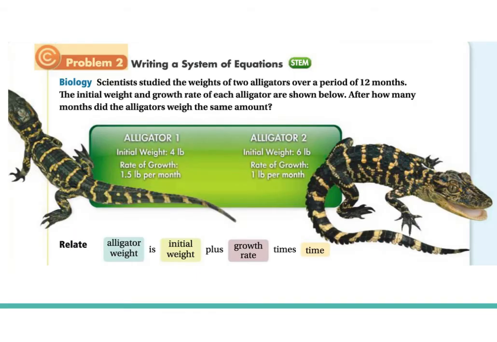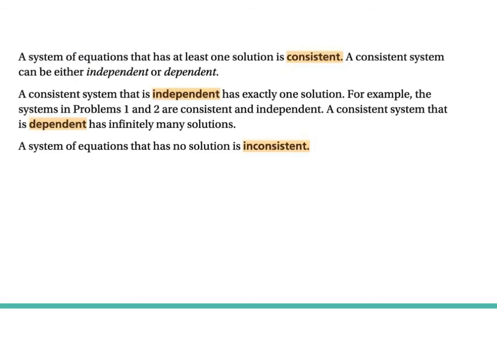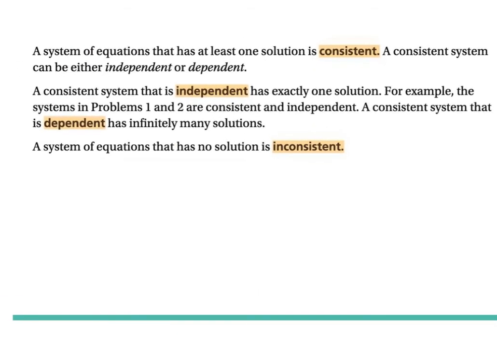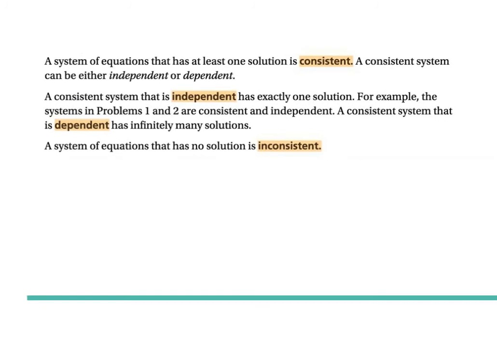All right, we are skipping problem number 2. I want you to jump over to this slide where we're talking about systems of equations that are consistent, independent, dependent, or inconsistent, okay? When a system is consistent, that means it is either independent or dependent, so it has at least one solution. A consistent system that is independent has exactly one solution. Only one. If they are dependent, that means they have infinitely many solutions. And if they're inconsistent, that means they have no solution.